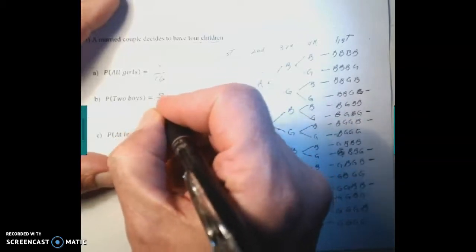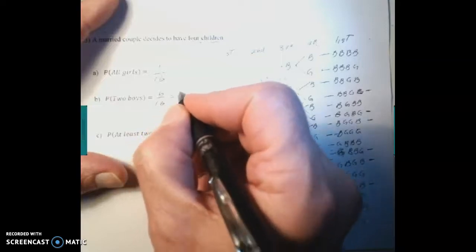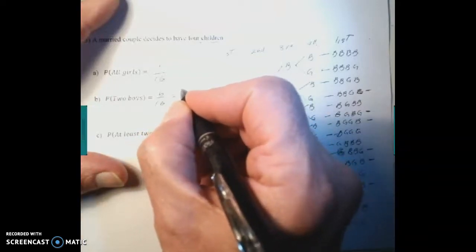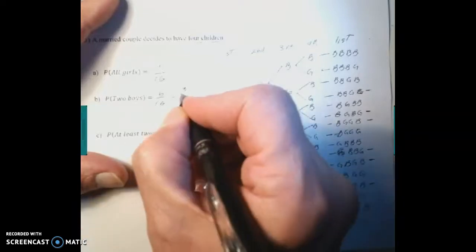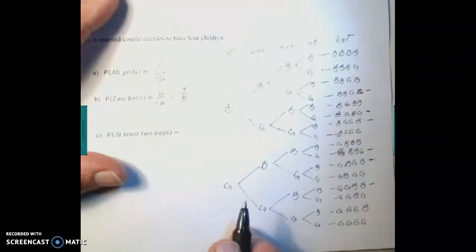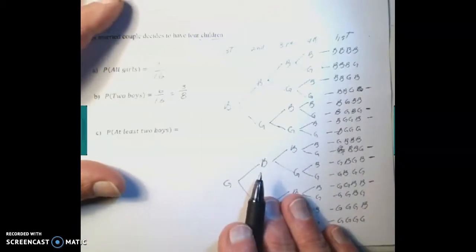1, 2, 3, 4, 5, 6. 6 out of 16. Reduce your fraction. Those are both divisible by 2. Divide by 2. 6 divided by 2 is 3. 16 divided by 2 is 8. 3/8. Okay, 3/8 probability of having 2 boys.